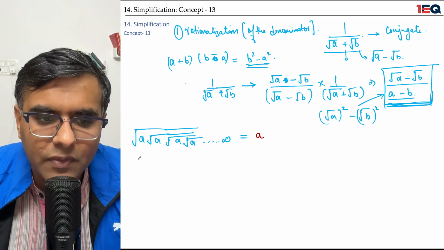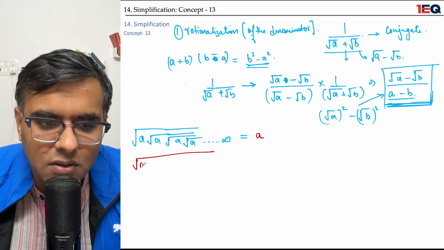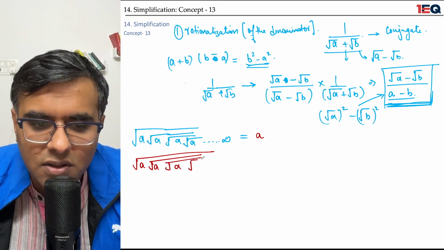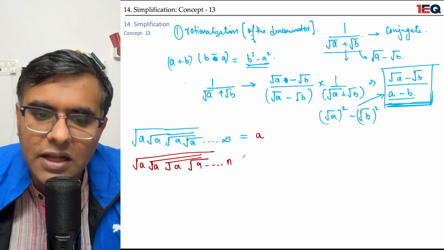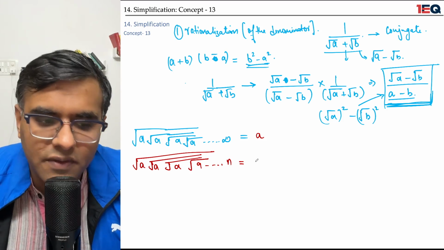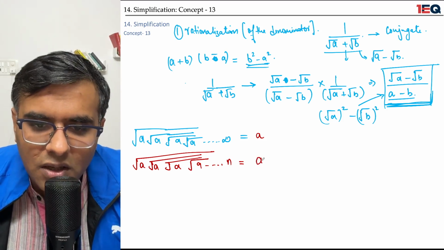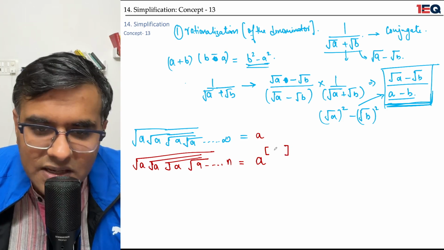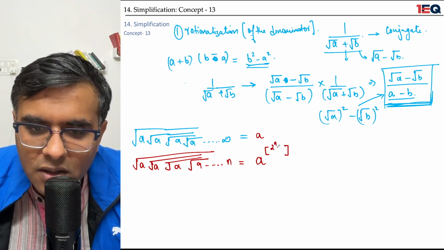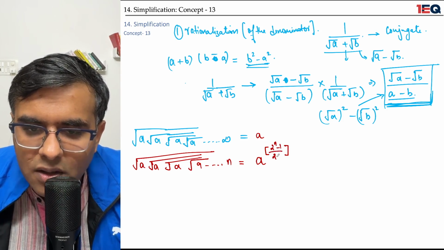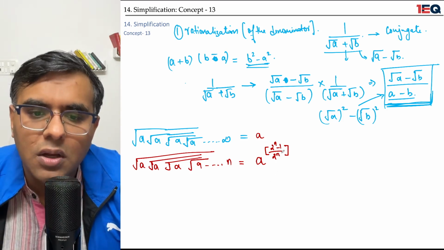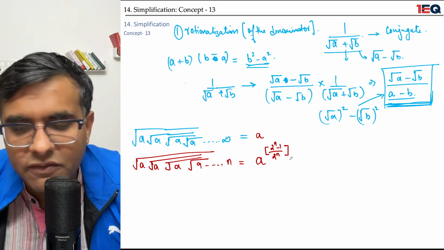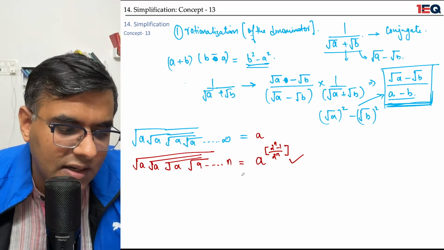Secondly, there is a finite series of the same expression. There is a root of a, then another root of a, then another root of a, and so on till n times. Whenever this sort of question comes up, your answer would be a raised to the power, which is 2 raised to the power n minus 1 upon 2 raised to the power n. That would be my final output, and you need to memorize these techniques.